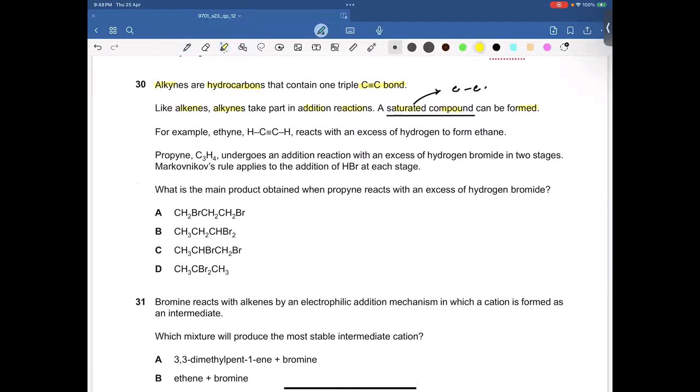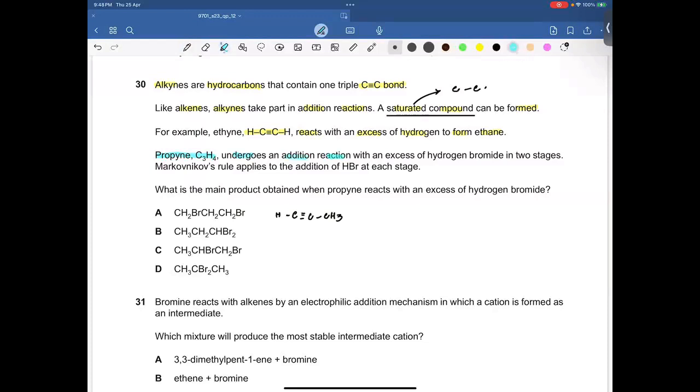All right, for example, ethyne reacts with an excess of hydrogen to form ethane. Now, propyne is C3H4, and the structure of propyne is like this: CH, triple bond C, and then CH3. This is propyne, CH3. How many carbons? 3 carbons, 4 hydrogens, right?